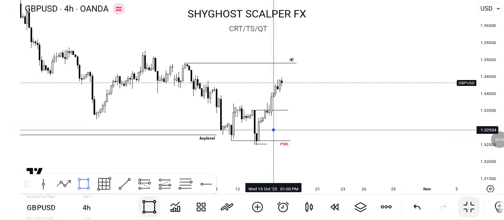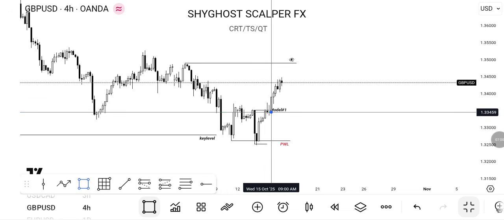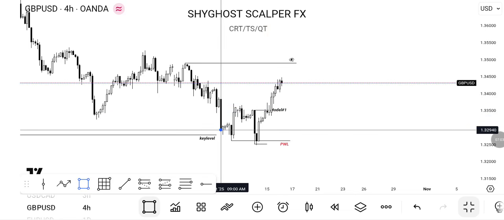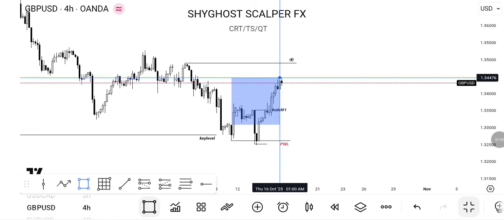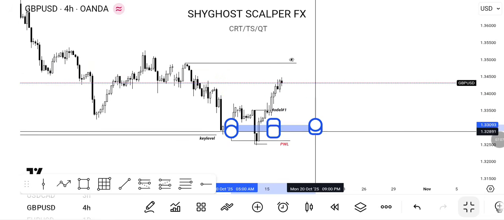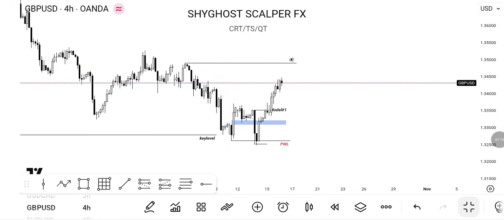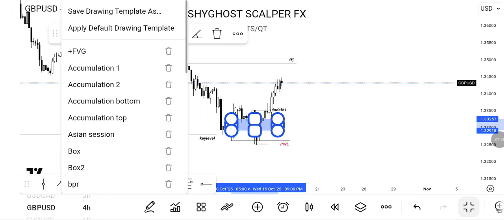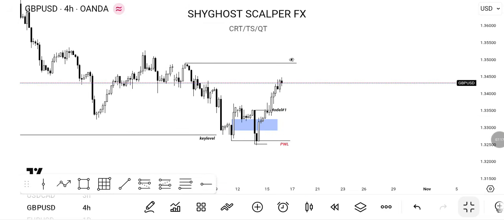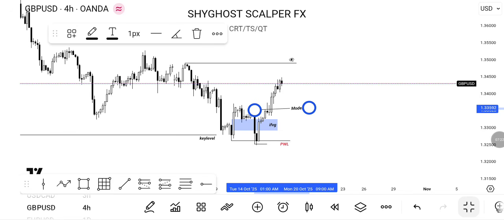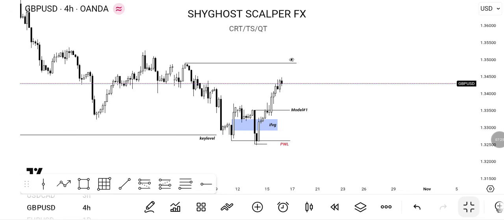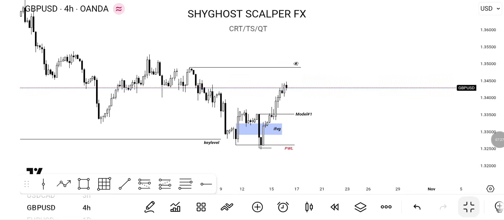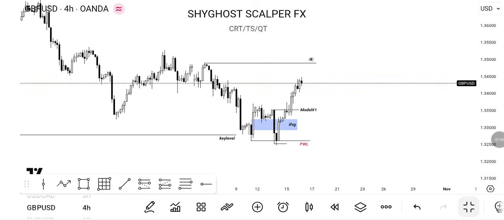So now below this model 1, after we got here, we had what? We had this inversion here to support price, to show that price wants to go where? To the upside, right? So now we got this to support price to the upside. And then after this, what else can we do to verify that our narrative is strong enough, right?